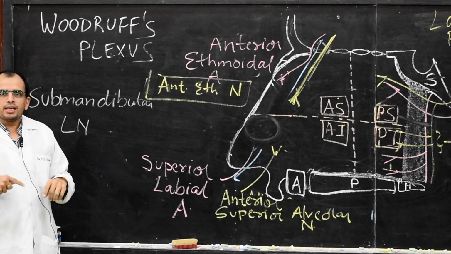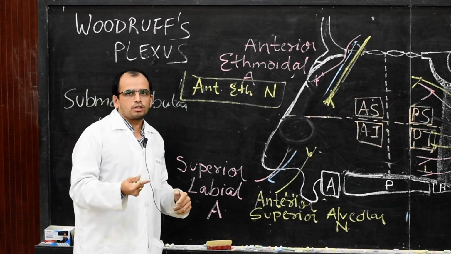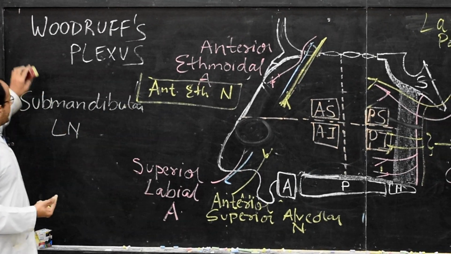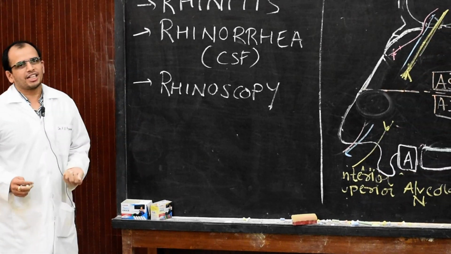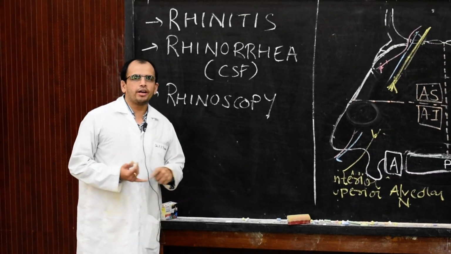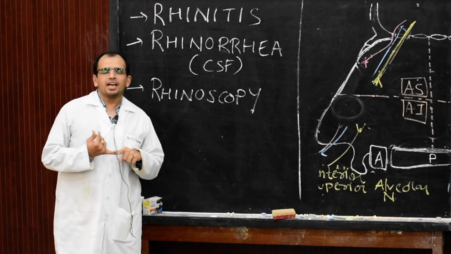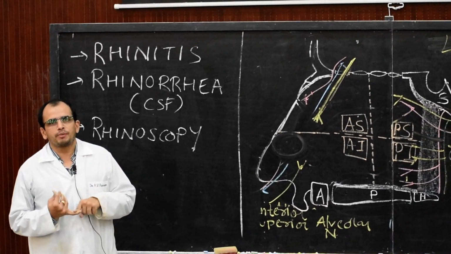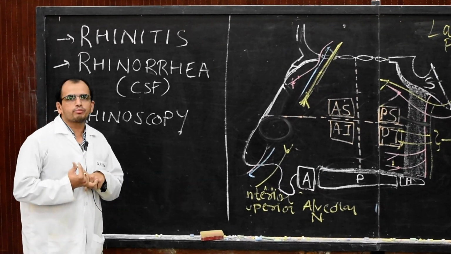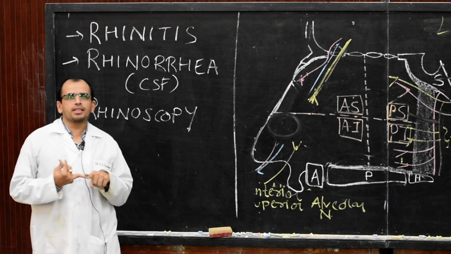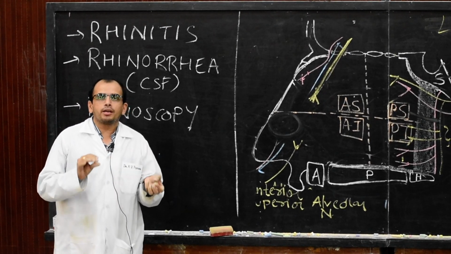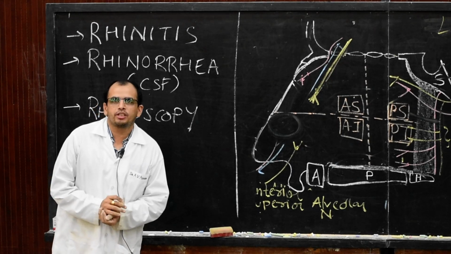Now we come to the applied aspect, the remaining applied aspect of the entire nasal cavity. Okay, so coming to the applied aspect of the nasal cavity, a few we have already covered, that is the epistaxis with respect to Little's area, the Woodruff's plexus, and the deviated nasal septum, which are some of the most common and very important applied aspects of the nasal cavity.